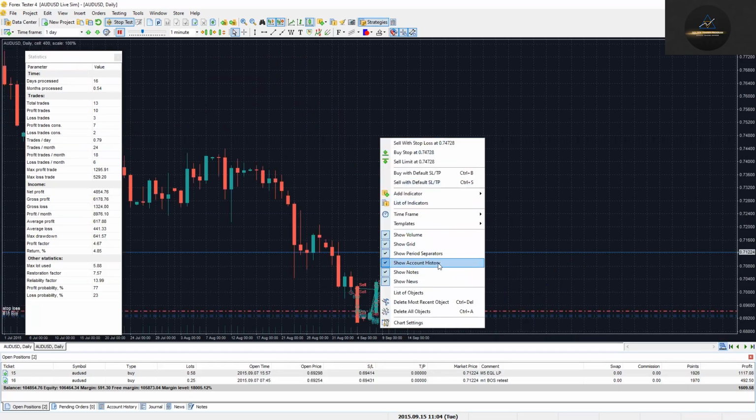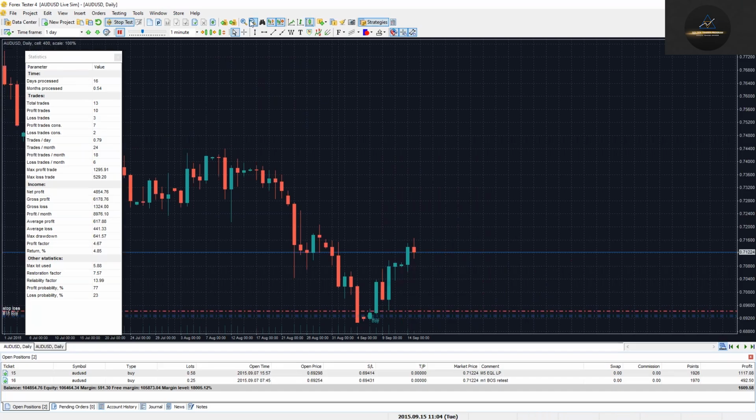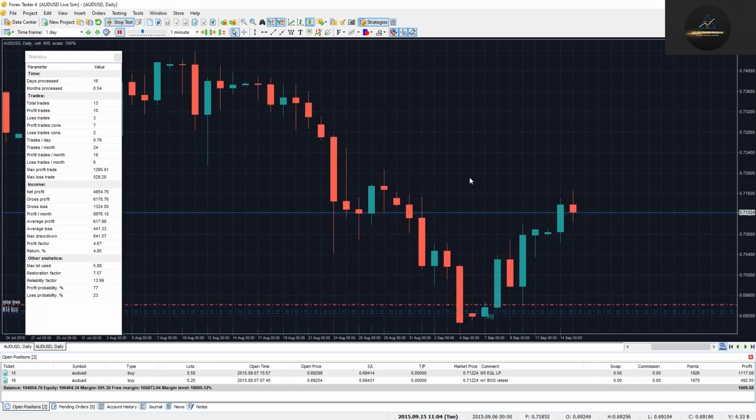Let's take this account history off. Okay, so just very quickly on the daily, you can actually have multiple charts open down here. And if you've got multiple screens, you can literally just drag it onto whatever screen you need. So I'm actually going to do that. No, I'm not going to do that. I'm just going to leave it as that.